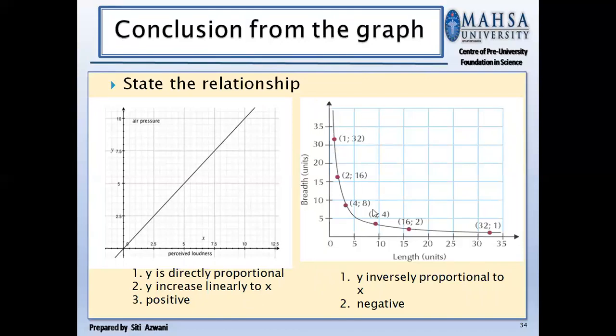If you got this side of the graph, what happened? When x decreases, y also decreases. Y is inversely proportional to x. You can say the relationship between y and x is inversely proportional, or negative. So for the graph here, you can conclude from the graph: is it directly proportional or inversely proportional? Increase linearly, or when x decreases, y also decreases.